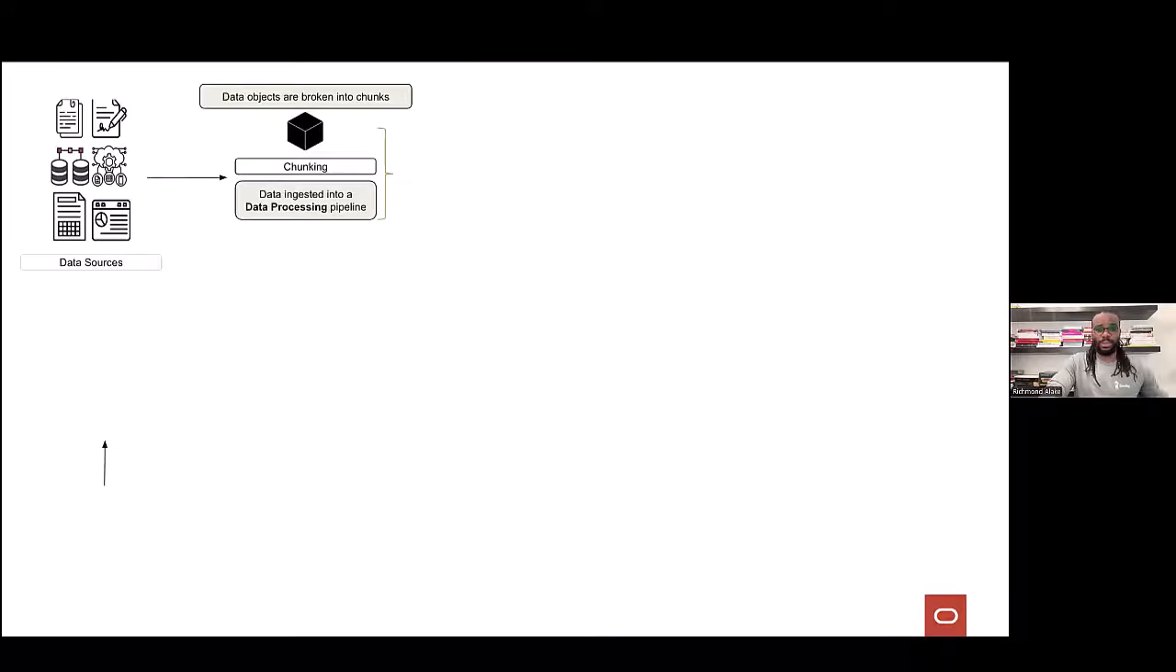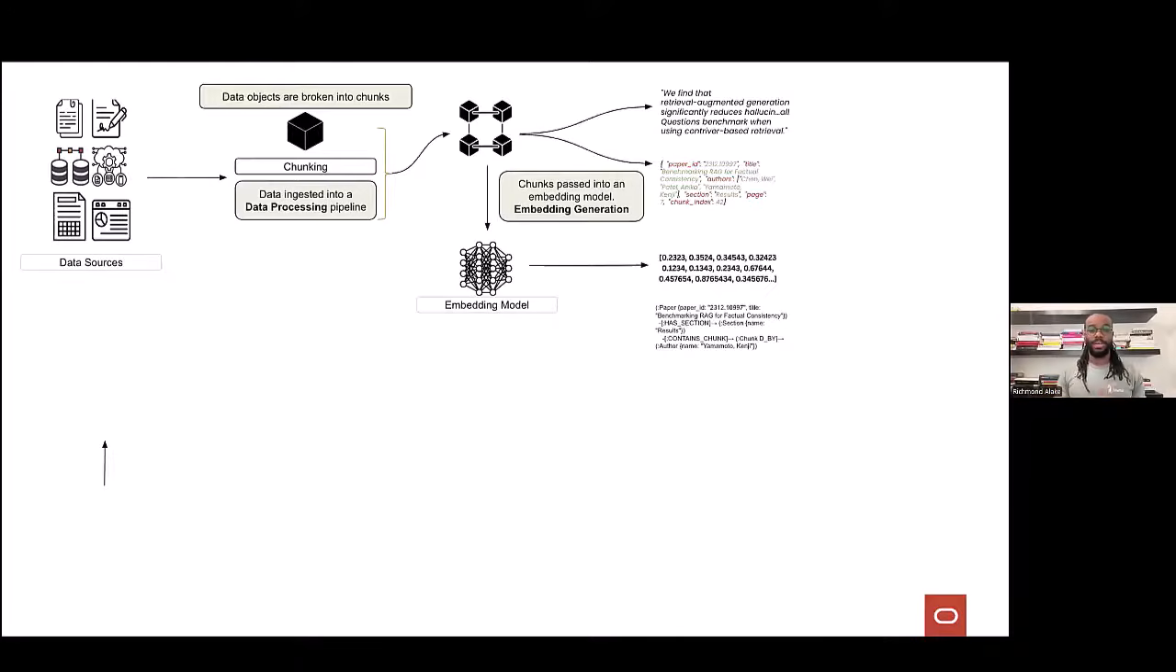RAG stands for retrieval augmented generation, where you have a data source, pass your data source through a data processing pipeline, which usually involves chunking your data object into little chunks that you can pass into an embedding model to get a numerical representation of your data object. Now, this embedding model essentially gives you a numerical representation, which we refer to as a vector or a vector embedding. But you also have other data with your chunk, such as any JSON data describing some of the metadata for the content.